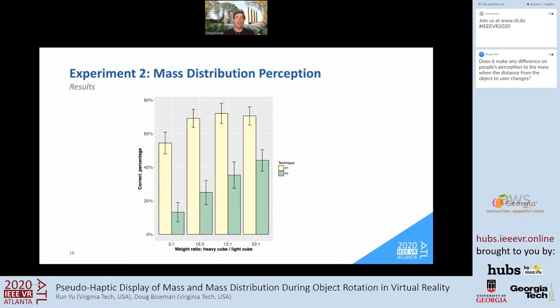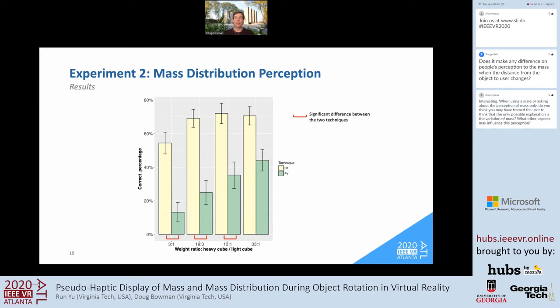You can see that the dynamic torque technique had above 50% correctness for all 4 configurations. The pivot point technique did worse in each of those configurations. If we look at the significant differences between the two techniques, for all but the largest mass ratio between the heavy and light subcubes, the dynamic torque technique was better than the pivot point technique. And if we look at results relative to random chance, 1 out of 8, we see that in all 4 cases, the dynamic torque technique was significantly better than random chance, but only in the 2 larger cases was the pivot point technique better.